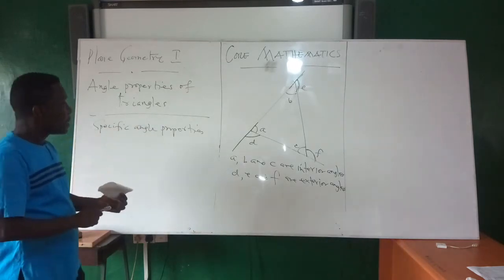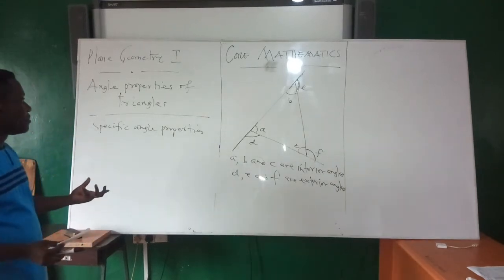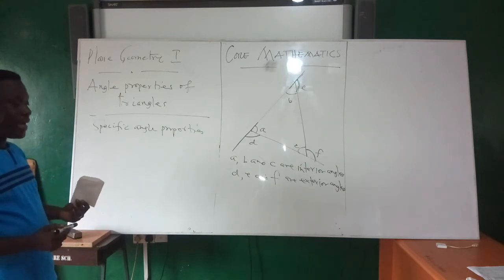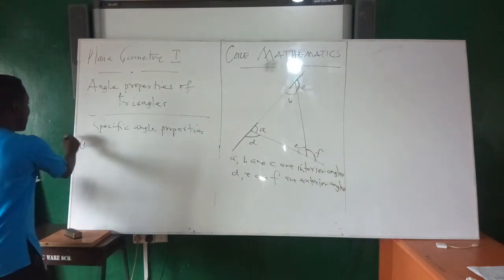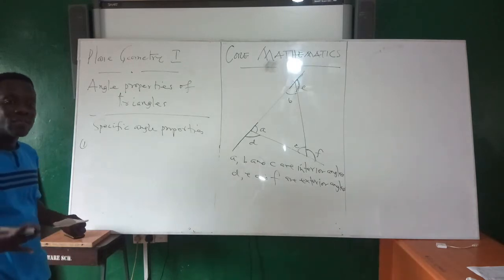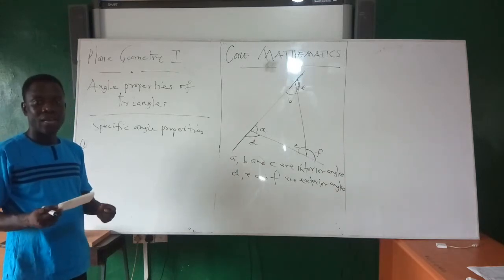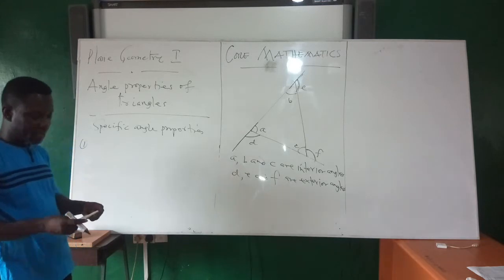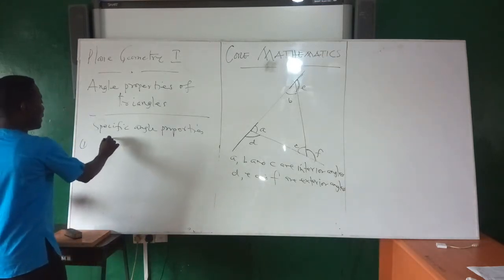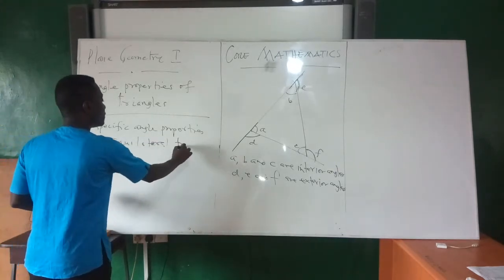Remember, in both cases I'm referring to triangles. I've looked at the general angle properties of a triangle. Now I'm looking at the specific angle properties of a triangle. In that case, I'm going to pick the three basic types of triangles and then look at them in some detail. So first, I'm looking at the equilateral triangle.